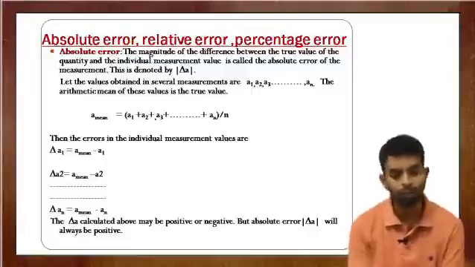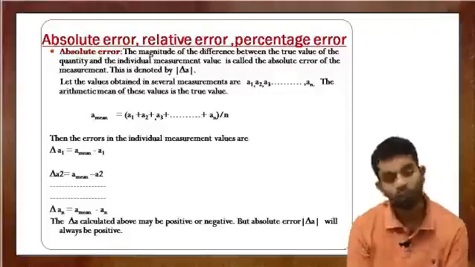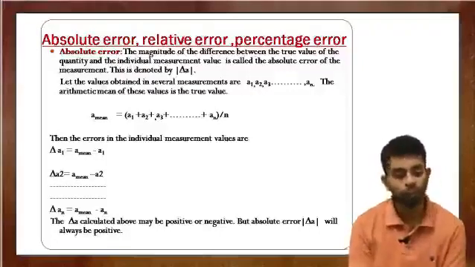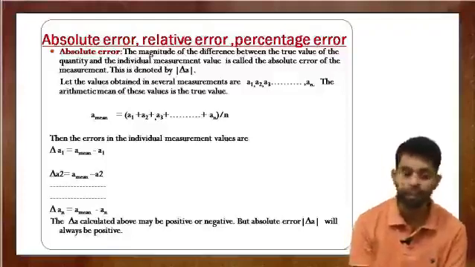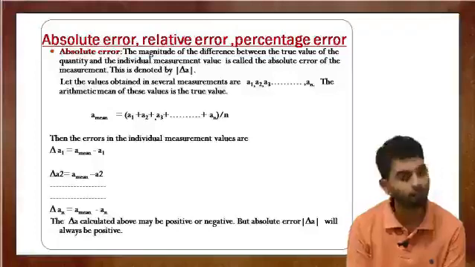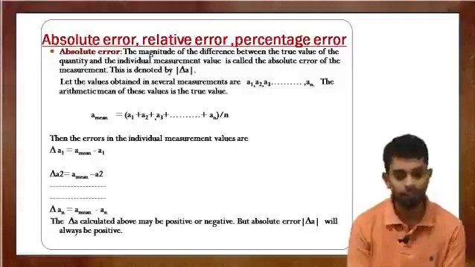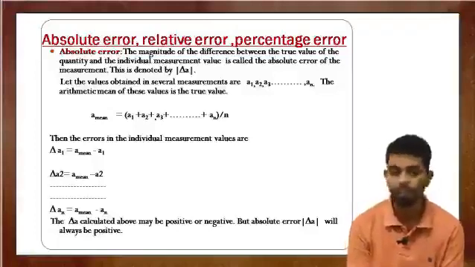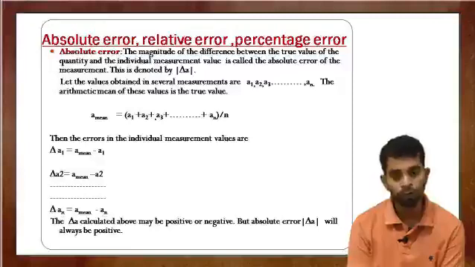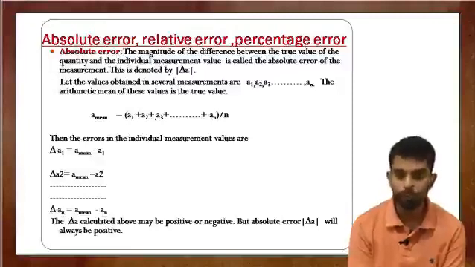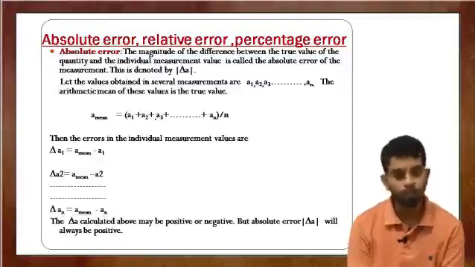First, absolute error. The magnitude of the difference between the true value of a quantity and the individual measurement value is called the absolute error of measurement. This is denoted by delta A. Let the values obtained in several measurements be A1, A2, A3, ..., An. The arithmetic mean of these values is the true value. So arithmetic mean is the sum of the total measurements divided by the number of measurements.